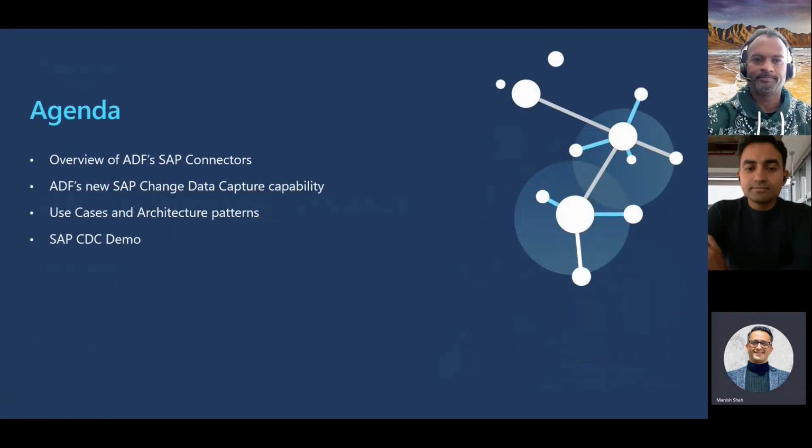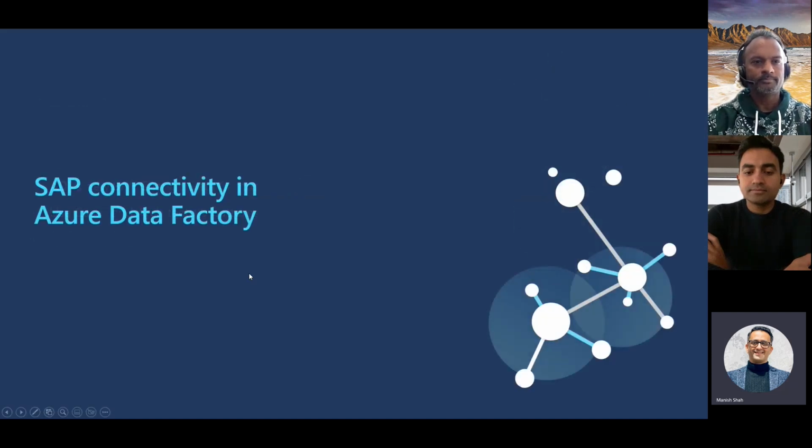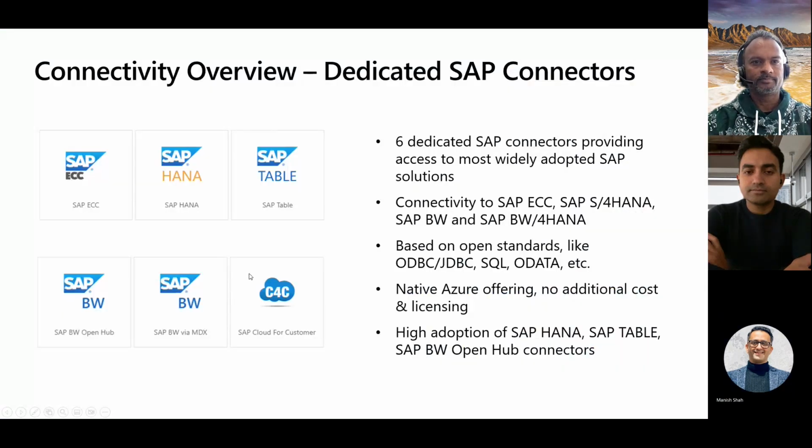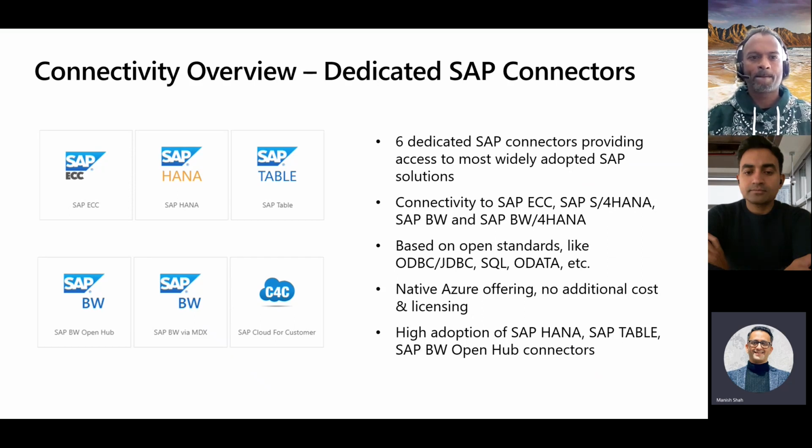So as I said, we'll look at the overview of various connectivity options that you have today on Azure. Then we will deep dive into the CDC connector. We'll look at the use cases and a demo. So briefly, we already have 6 SAP connectors in Azure. Depending on where your data is, depending on what type of data you want to fetch, we have a number of connectors which a lot of customers are already using.